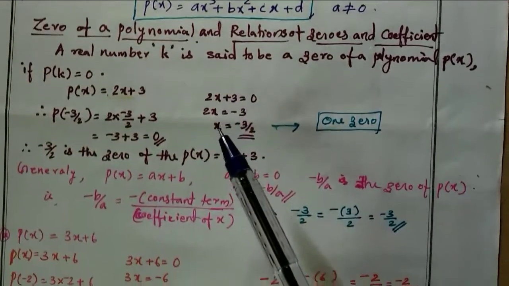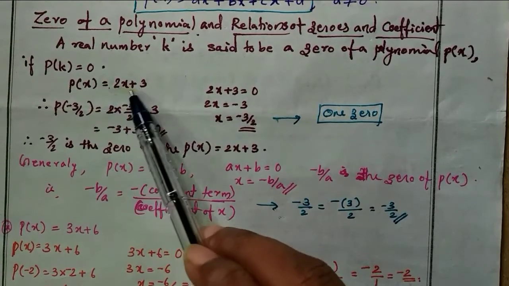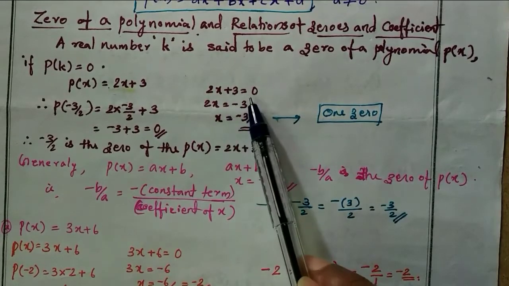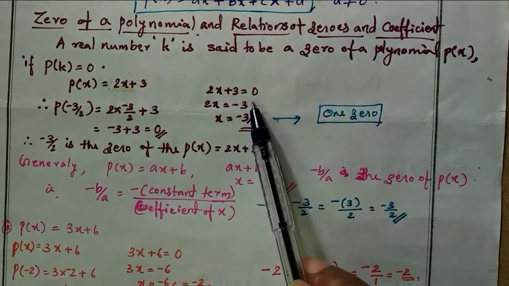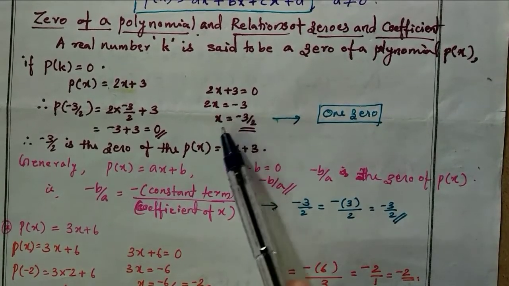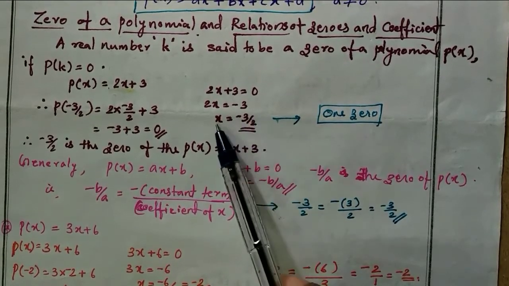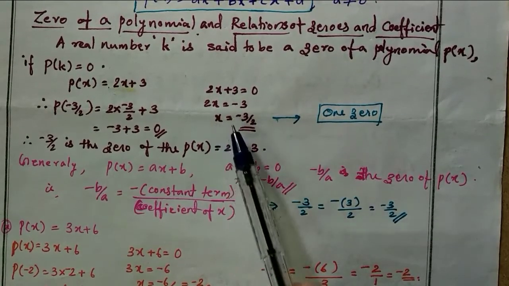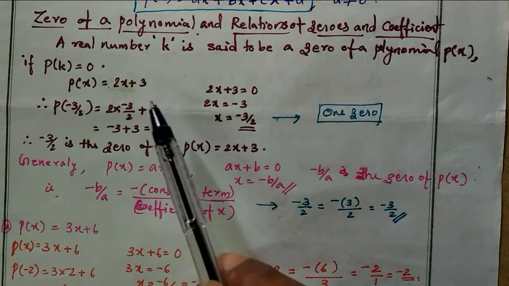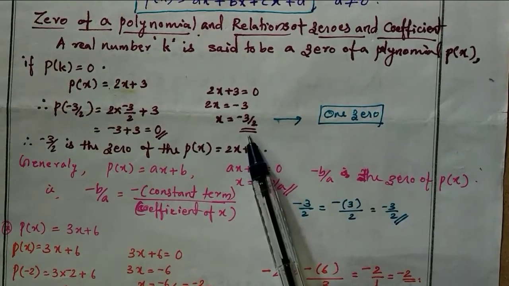Okay, for example, in the case of a linear polynomial, p of x equal to 2x plus 3. So how to get x? Very simply, we can write 2x plus 3 is equal to 0, equating to 0. So 2x is equal to minus 3, x equal to minus 3 by 2. So here minus 3 by 2 is the value of x. So you will get one zero. In a linear polynomial you will get only one zero. So minus 3 by 2.